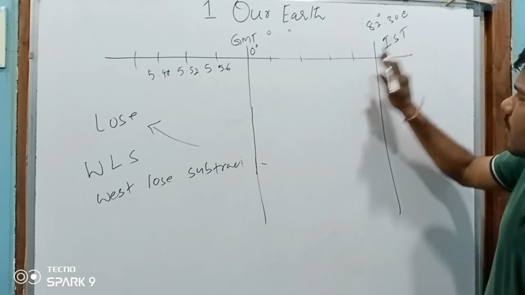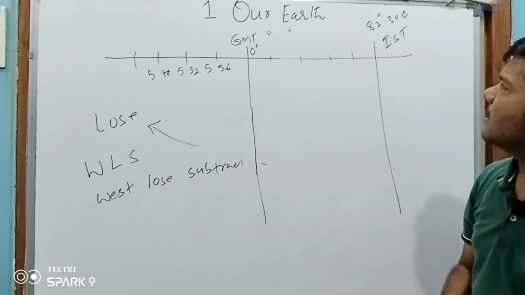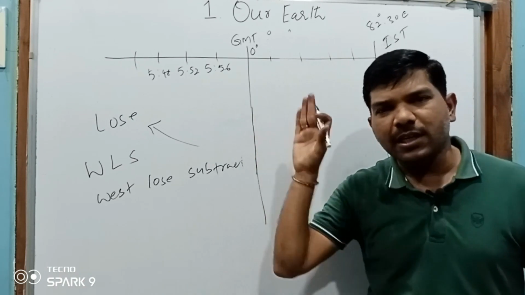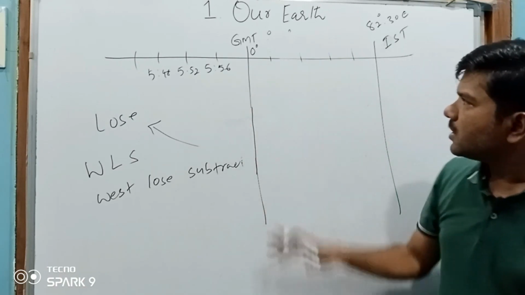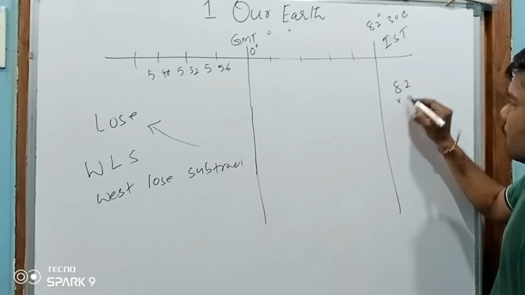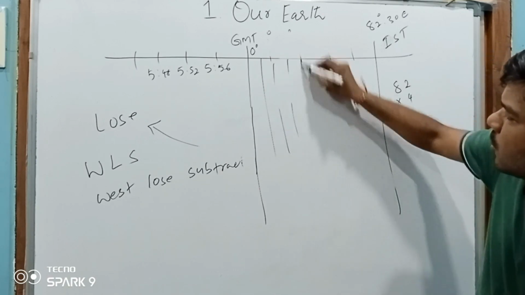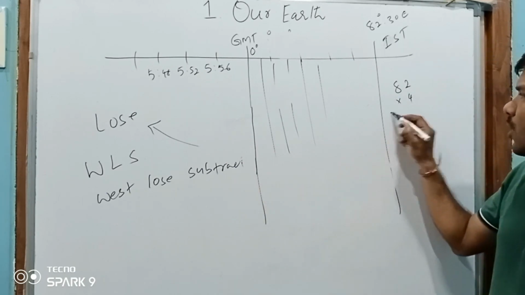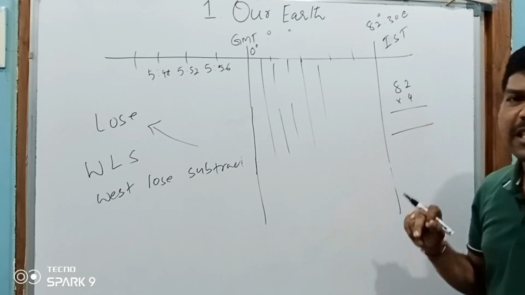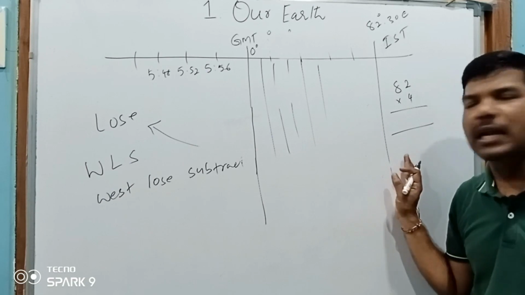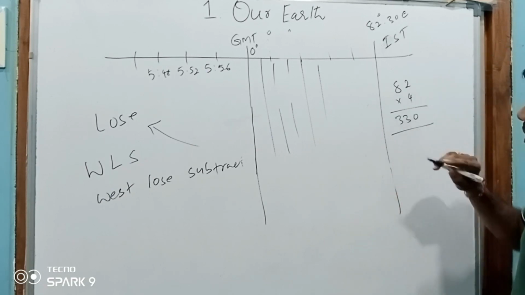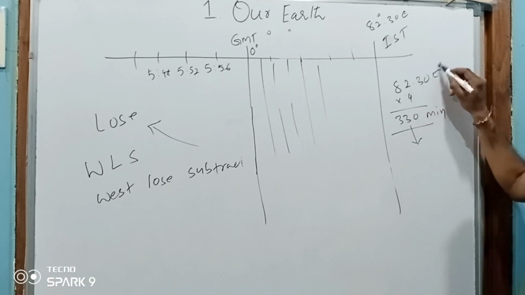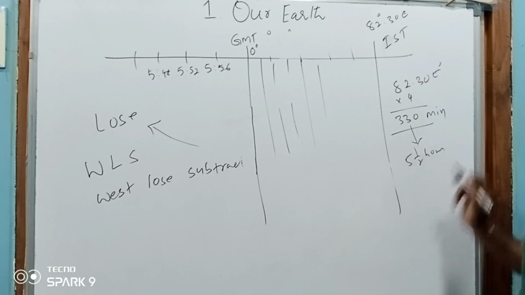Because we need to avoid the confusion. So what is the time difference between India and London? For example, the time at GMT, or Greenwich Mean Time. Calculate 82 into 4. There are 82 longitudes between India and London. If you calculate 82 into 4, it comes to approximately 330 minutes. Converting this, with the 30 east longitude also, there is a 5.5 hours difference.